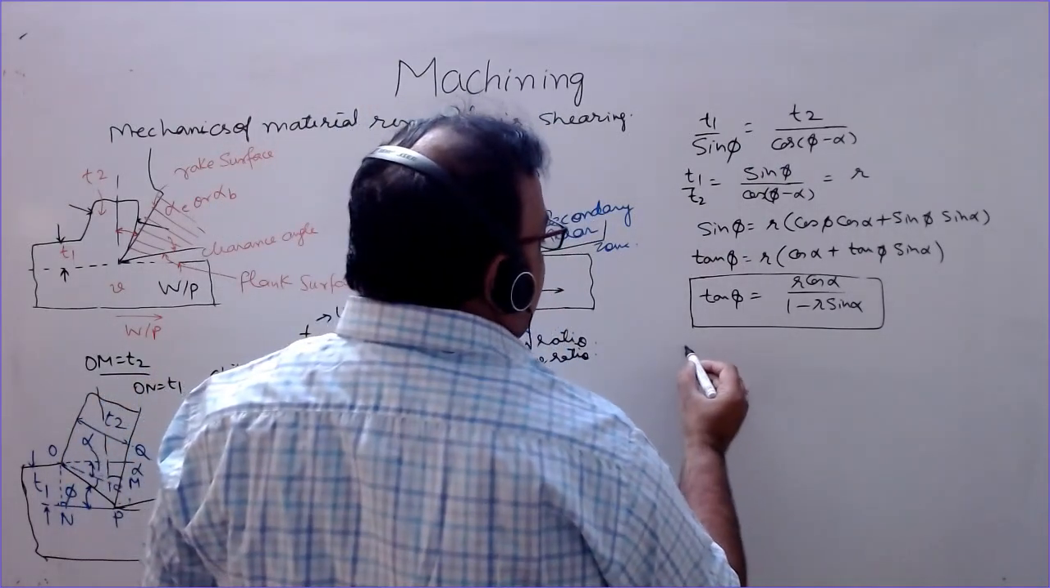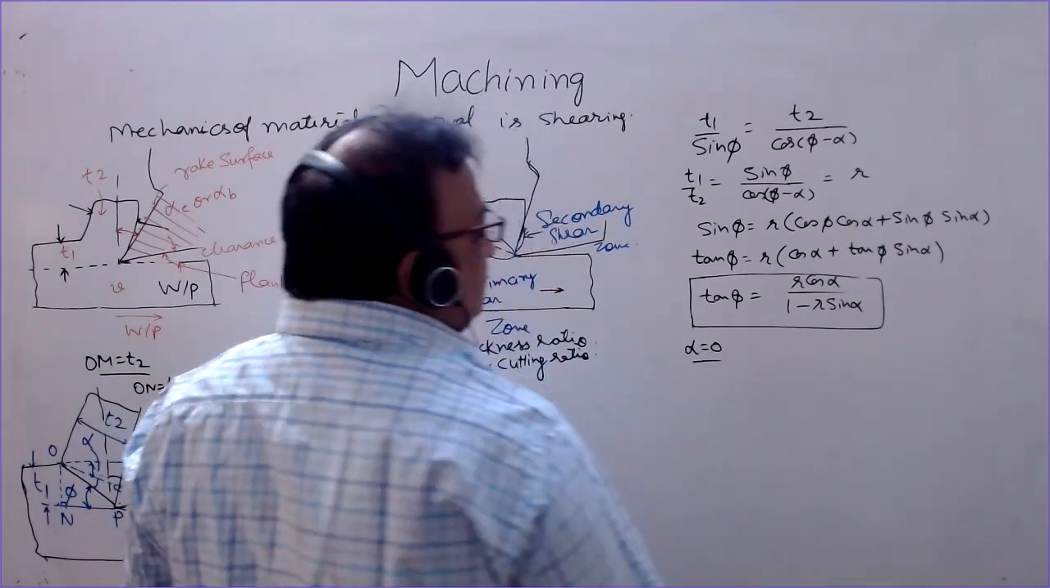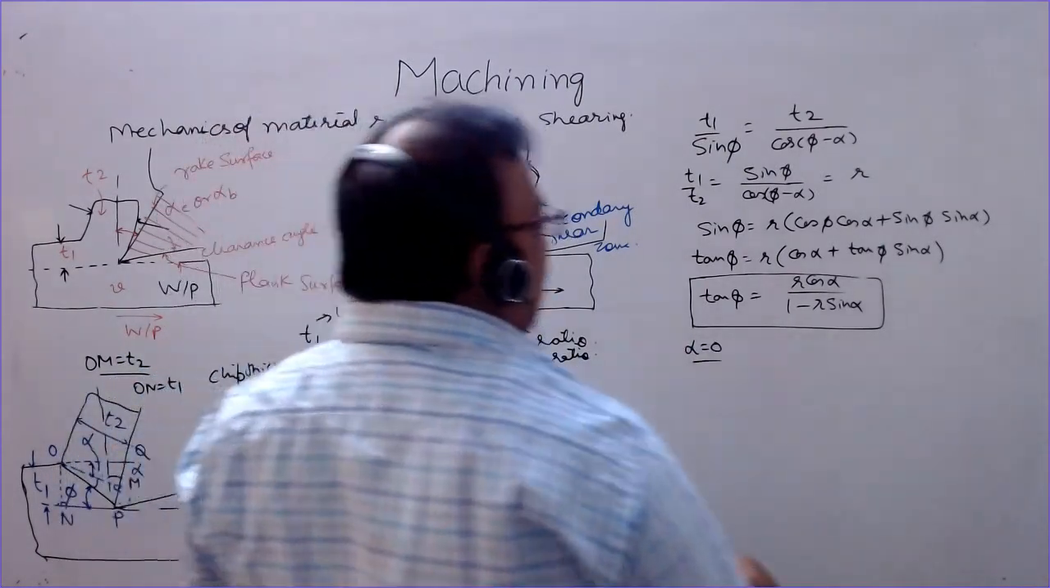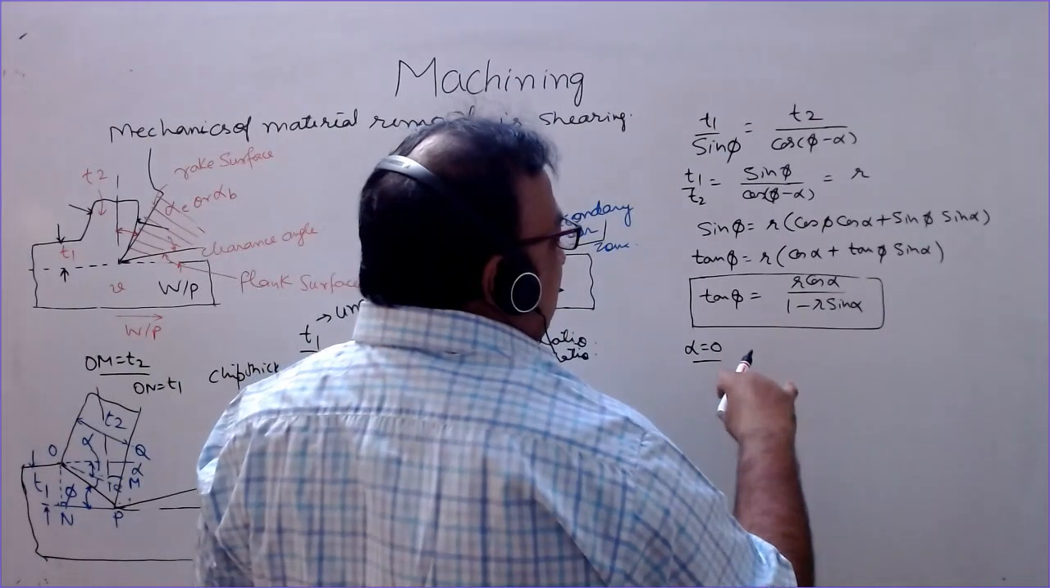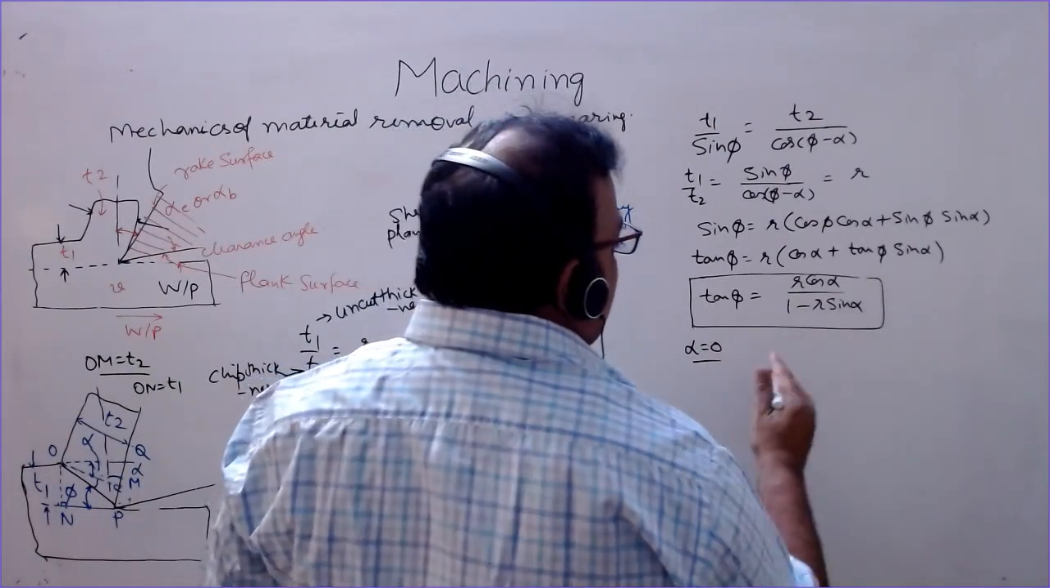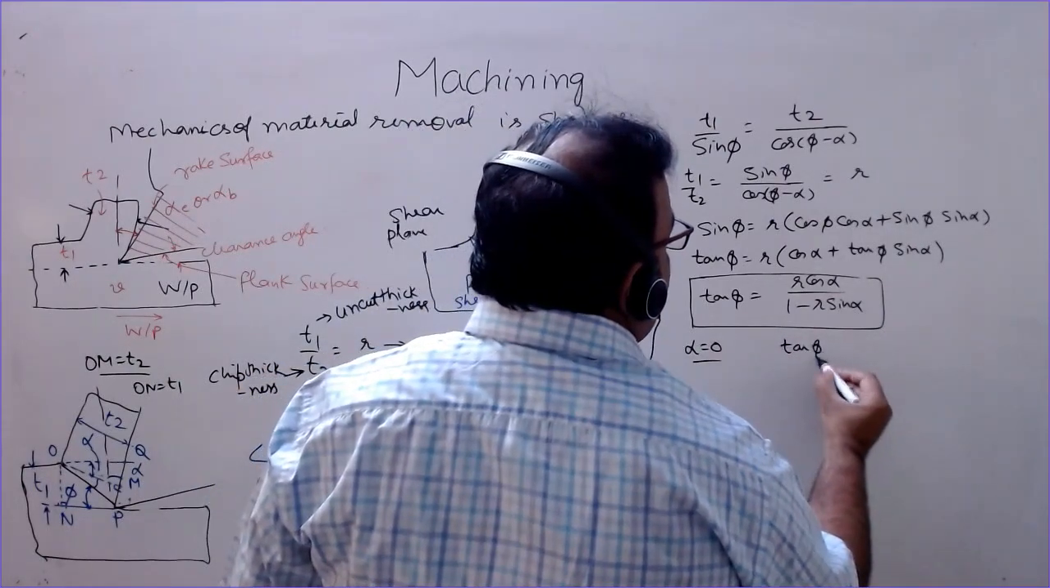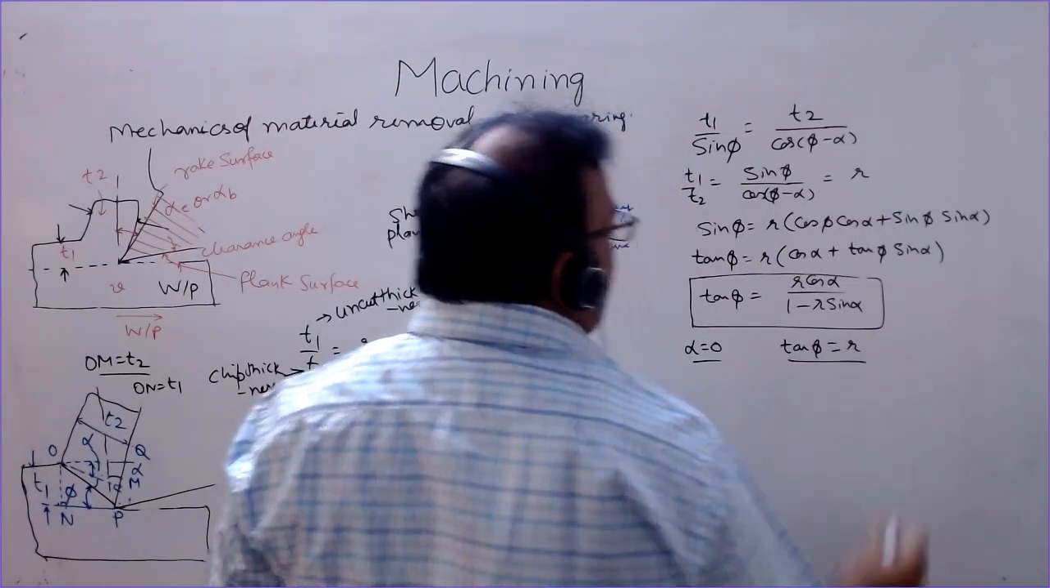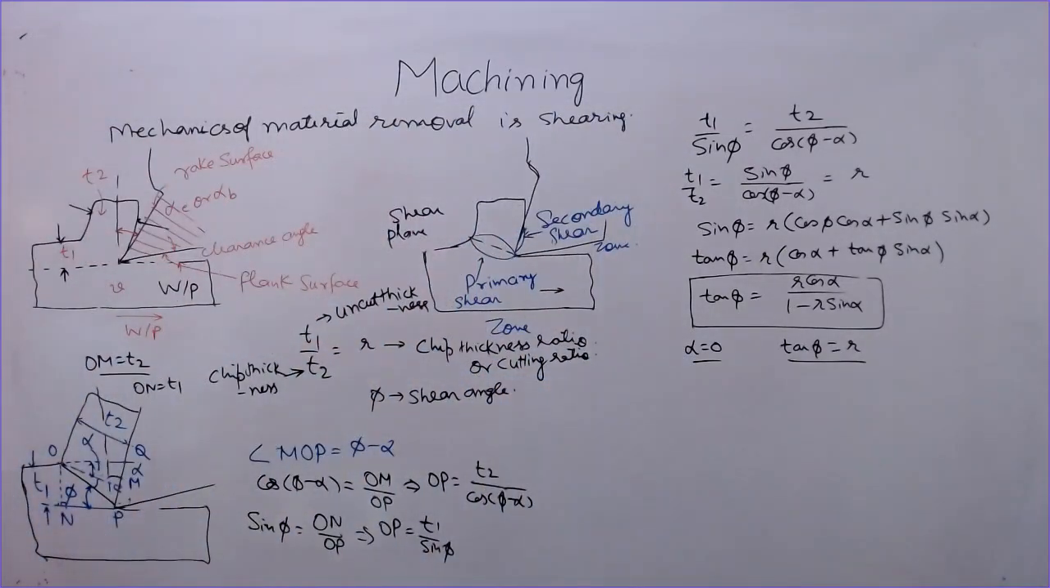If we have a zero rake tool, this is back rake or end rake, like in case of machining of brass, then tan phi is equal to R. So this is how you can prove the relation.